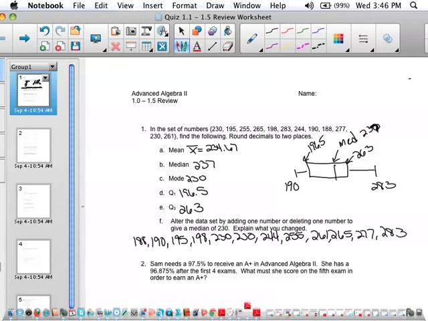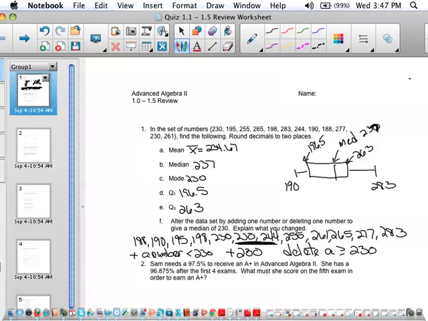Okay, so if you look at this, you have 12 elements in your data set. That means that the median will be the average of element 6 and element 7, which is right here. We want the median to actually be 230, so there are 3 choices. One, we could add a number less than 230. We could add 230, or we could delete a number greater than 230.